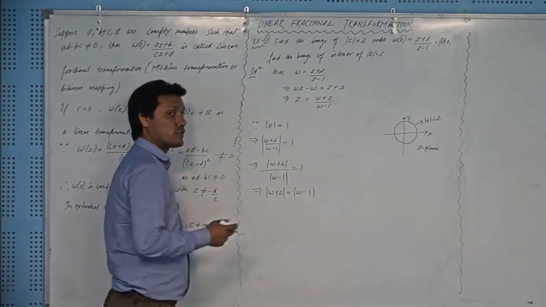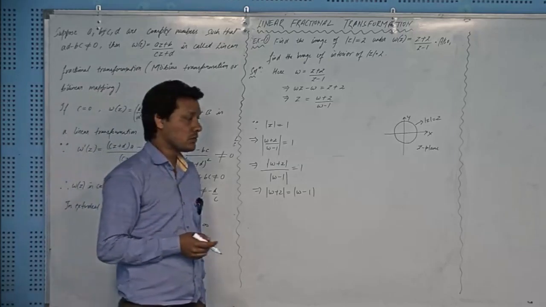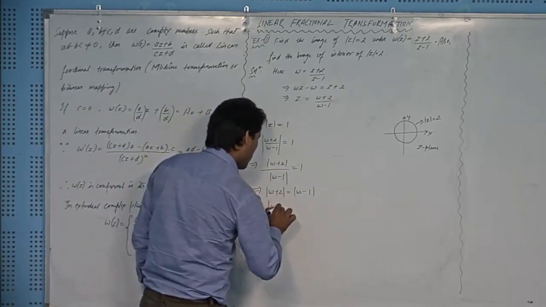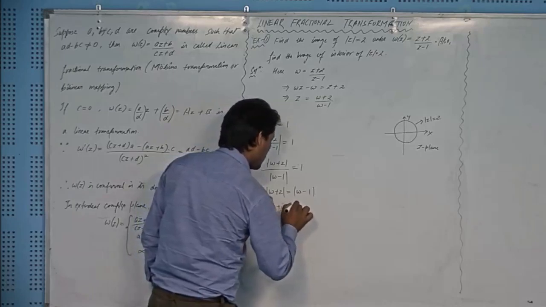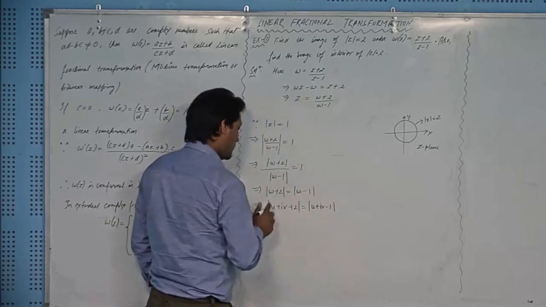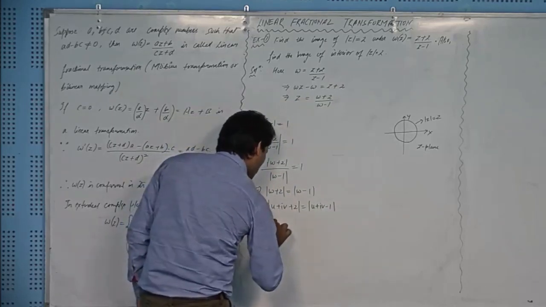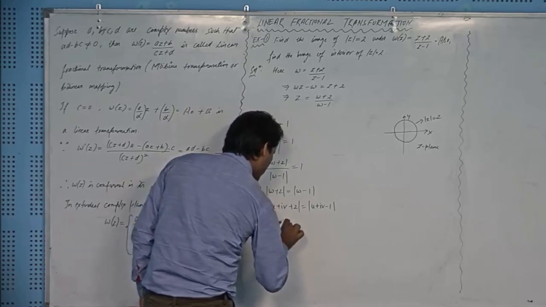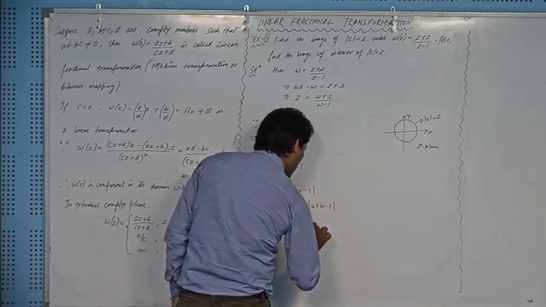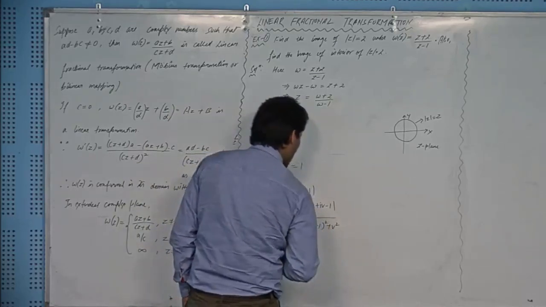And since w is actually in your w plane, in which you have the u axis and v axis perpendicular to each other, w is u plus iota v. So u plus iota v plus 2, and here you will have u plus iota v minus 1. And then you will take the modulus of this thing. The modulus will be the square root of (u plus 2) whole square plus v square, equal to the square root of (u minus 1) whole square plus v square.